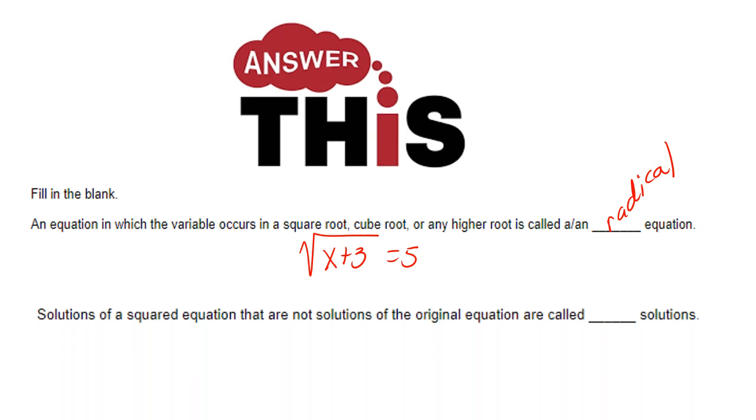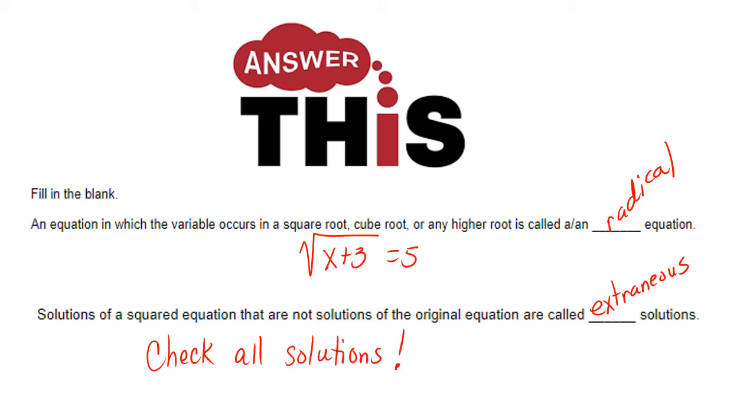A second question to ponder is this. Solutions of a squared equation that are not solutions of the original are called extraneous. In this process, it will be necessary to check all solutions. Some solutions that appear to be proper, when you go back in and check them in the original equation, do not check. So in this type of problem, be sure to check all solutions.